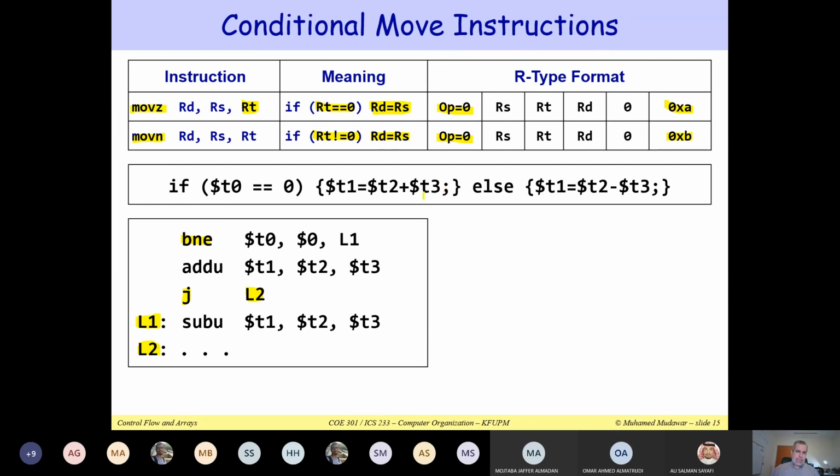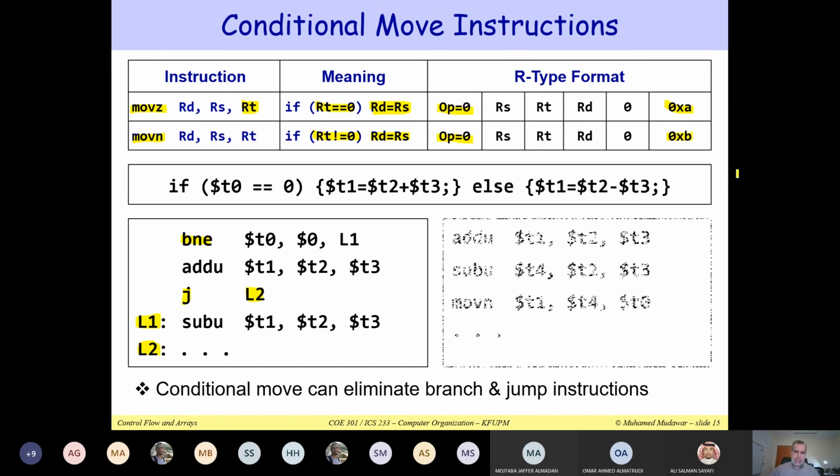So do the addition, assuming that T0 is equal to 0. Do the subtraction also anyways, place the result in some other temporary register other than T1, for example T4, and then move the value of T4 to T1 if the value of T0 is not equal to 0. That's the meaning of the else part. So if it's equal to 0, we have already done the addition. If it's not equal to 0, then copy the value of this subtraction into T1.